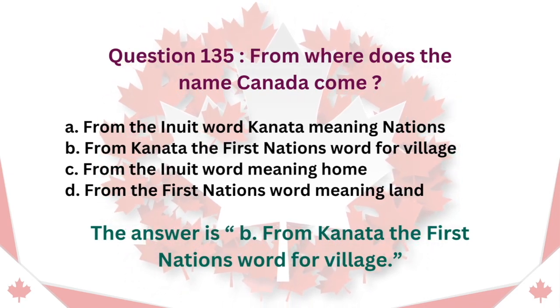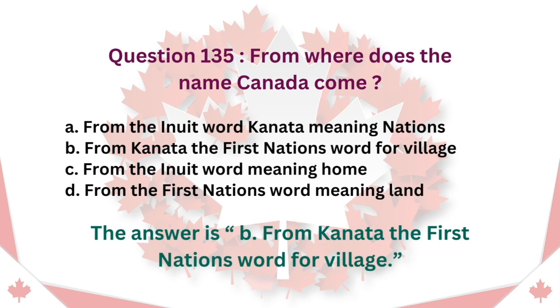Question 135. From where does the name Canada come? A. From the Inuit word Kannada meaning nations. B. From Kannada, the First Nations word for village. C. From the Inuit word meaning home. D. From the First Nations word meaning land. The answer is B. From Kannada, the First Nations word for village.